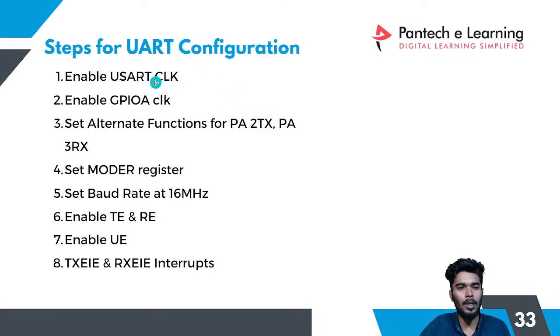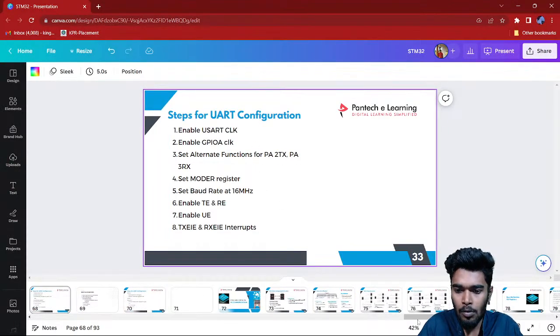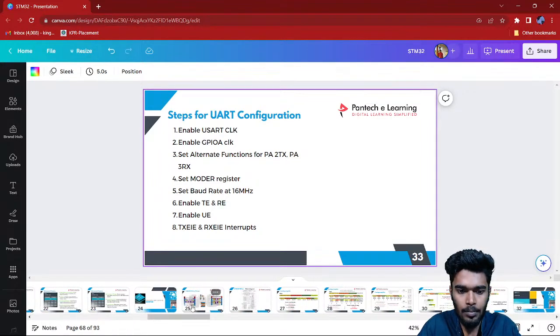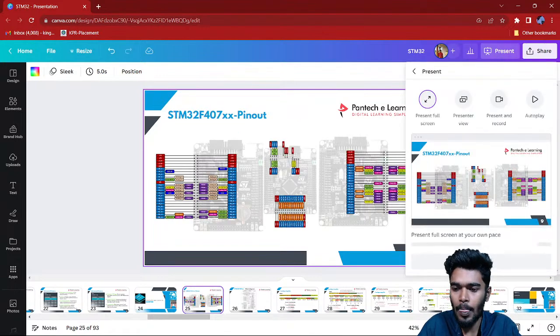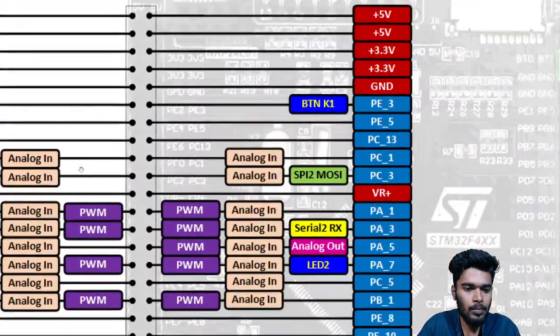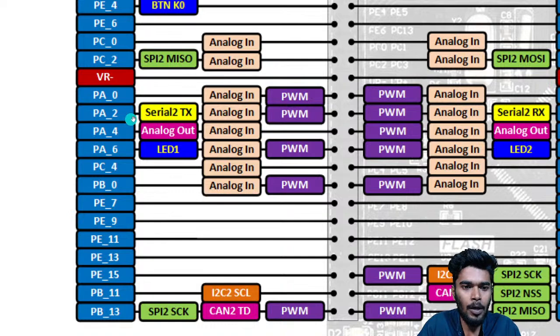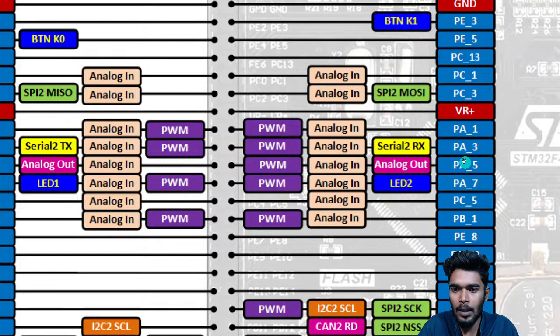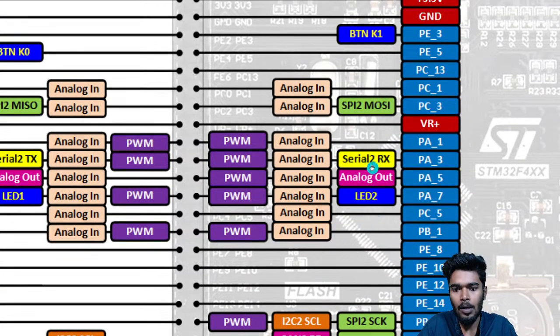First thing we have to enable the USART clock. Then we have to enable the GPIO. Why are we using GPIO? Because we are going to configure the USART2. So you have to go to the pinout. You can see the PA2 pin as a function of serial 2 TX, which is the USART2, and the pin PA3 as serial 2 RX. So we are going to use these two pins, and we are going to give the alternate function as USART2.